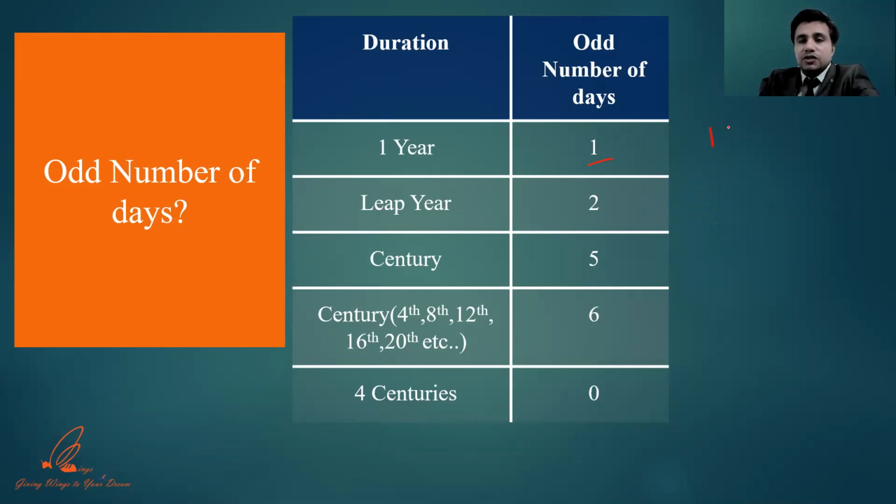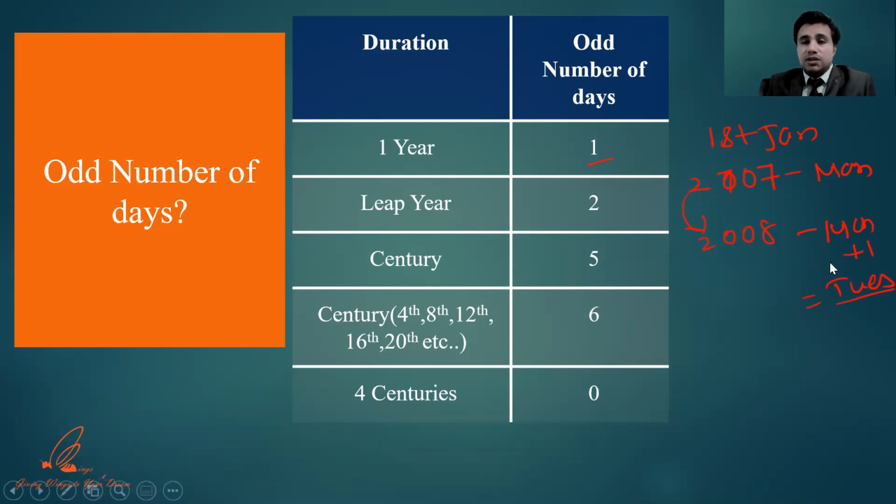Let's say 1st of Jan 2007 was Monday. They're asking 1st of Jan 2008 will be what? Now see, 2007 to 2008, 1 year. Now 2007 was a normal year, which means 1 odd day. So 2008, it is going to be Monday plus 1, which means Tuesday. Because 2007 has 1 odd day. So this is how it is going to help us. When the odd days are 1, the answer is going to be Monday plus 1. If odd days are 2, the answer is going to be Monday plus 2, and so on.